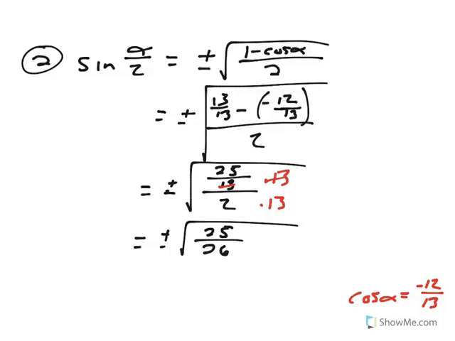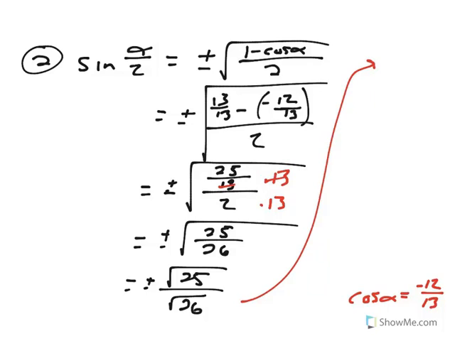To proceed from here, we have to square root the numerator and square root the denominator. That's how you square root a fraction. The top is a perfect square. Square root of 25 is 5. The denominator is not a perfect square, so you leave it as square root of 26. To rationalize your denominator, you multiply the top and bottom by the square root of 26. It's going to give us 5 square roots of 26 over 26.